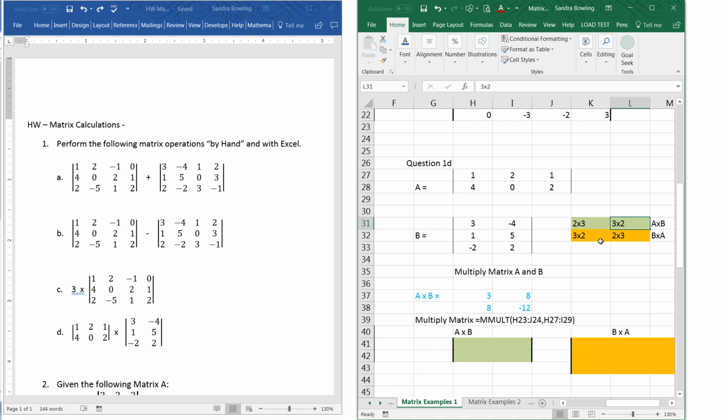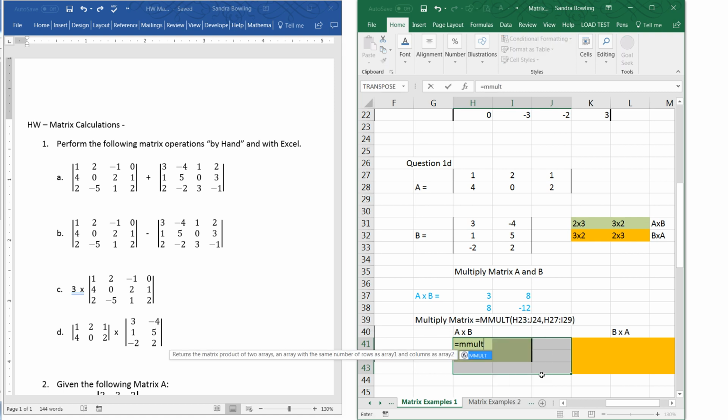Now, if I was multiplying B times A, so a 3 by 2 multiplied by a 2 by 3, the 2's are together so I can multiply it, but the result would be a 3 by 3 matrix. So I know I'm going to need a 2 by 2 if I'm multiplying A times B. I'm going to highlight a 3 by 3 though and watch what happens. The command is equal sign, MMULT, parentheses, highlight the A matrix first, comma, highlight the B matrix second, close the parentheses, and you have to close them, and then go Control Shift and Enter. Notice what it does.